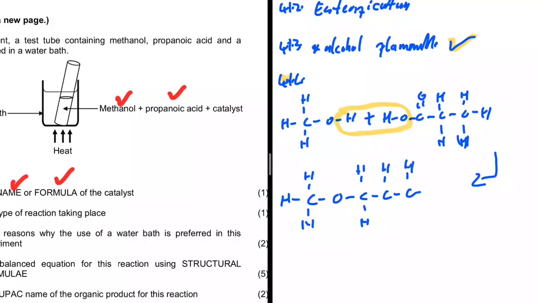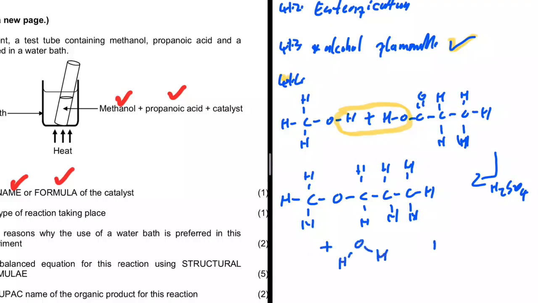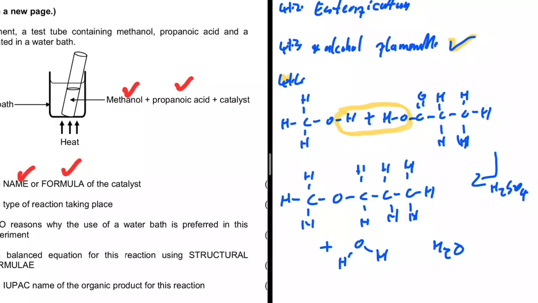So there we go. We're supposed to have something like this, and then obviously here we can write H2SO4 as our catalyst. But what happened to the H2O that we removed is that it doesn't disappear. So we're going to have plus O-H-H, not plus H2O, because H2O is not a structural formula, right? You're supposed to write it in this manner. If you write it as H2O, that is technically wrong because H2O is not a structural formula. So this is what we have.